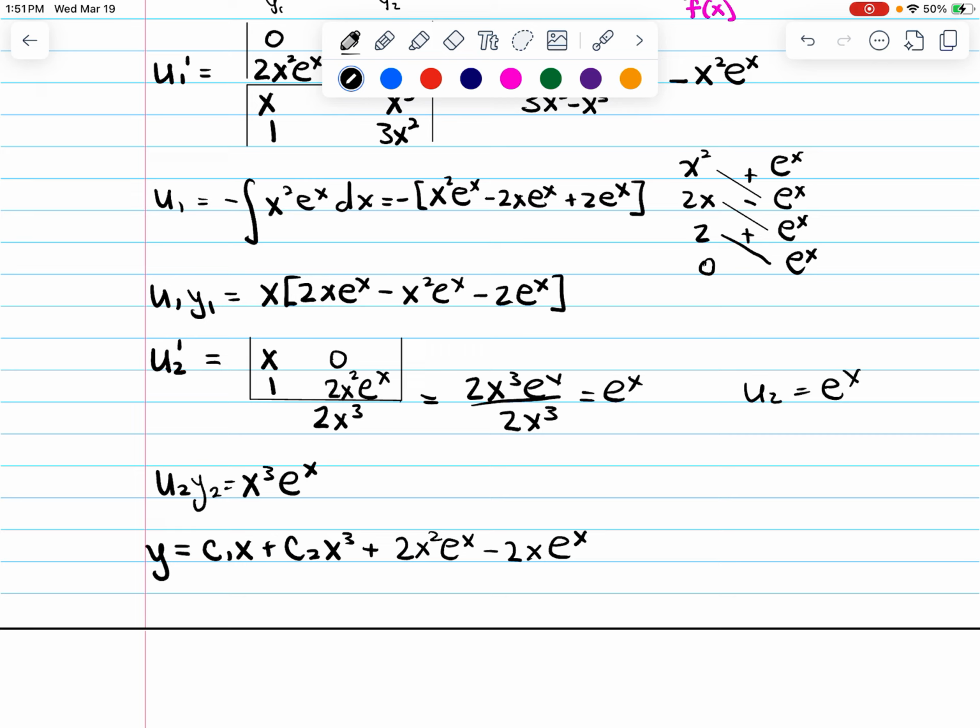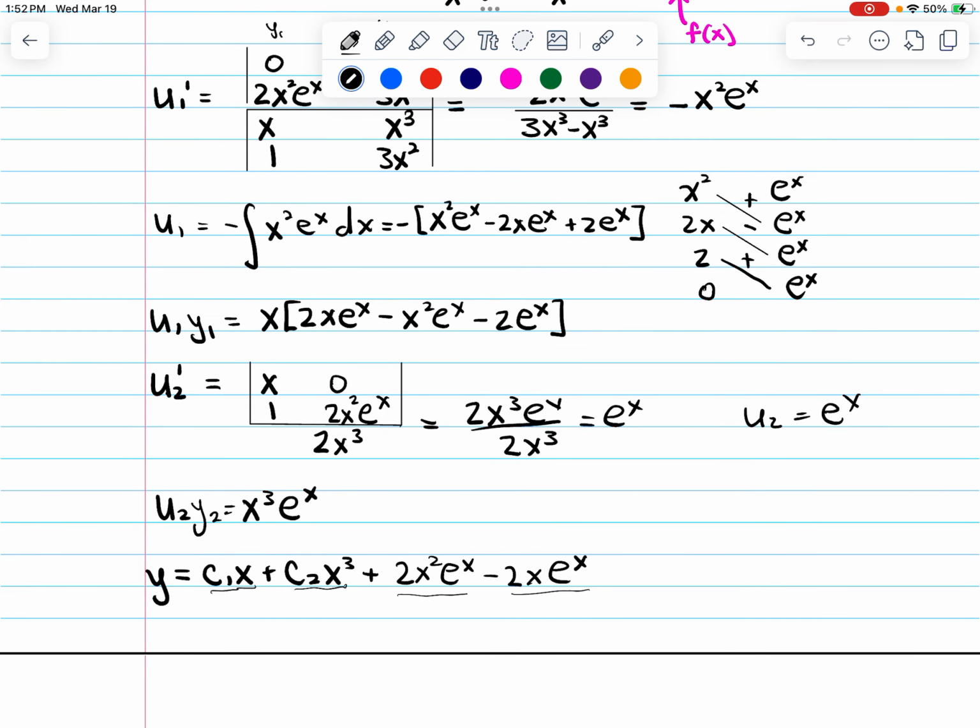Now, here's what we've got. We've got c1 x plus c2 x cubed plus, now we do the particular solution. There is 2x squared e to the x minus 2x e to the x. And what I did was I just put these together, this together with this, and combine like terms, and this is what we get for our final solution. So there you go.